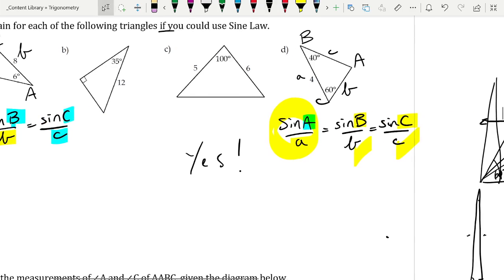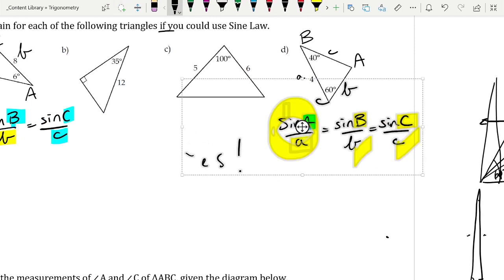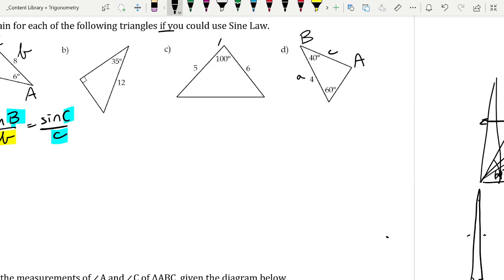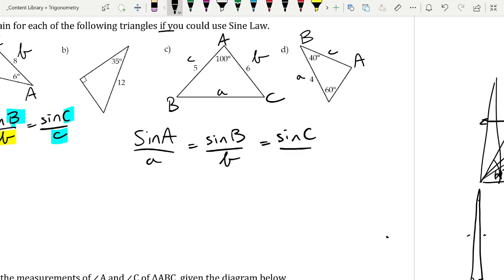Okay, let me erase a bit here. The same was not true for C. For C, once again, I'll call that A, I'll call that B, I'll call that C. So that's side A, side C, side B, and I'll set up the ratio. Sine of A over A equals sine of B over B equals sine C over C. Once again, what do I know? I know an angle. I don't know the side across from it. I know this side, I know this side. I'm stuck again. I don't know an entire ratio. Can I fix it like I did on the last one? And the answer was no.